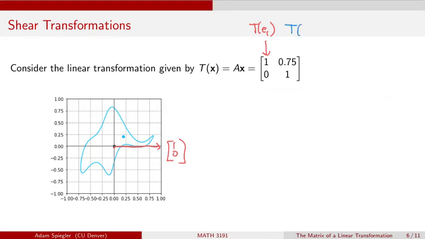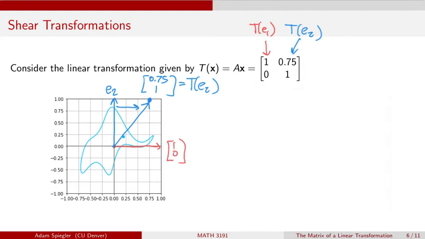This second column, which is 0.75, 1, that's telling us what is the image of the second standard column vector. So this vector E2, which is 0, 1, it gets mapped now over here to 0.75, 1. So what's happening is each of these points are getting shifted over diagonally to the right.